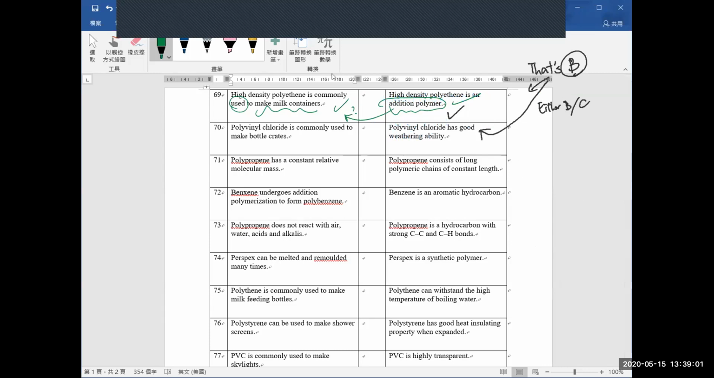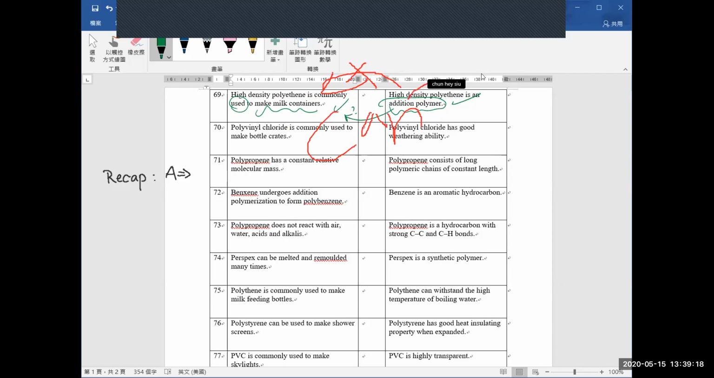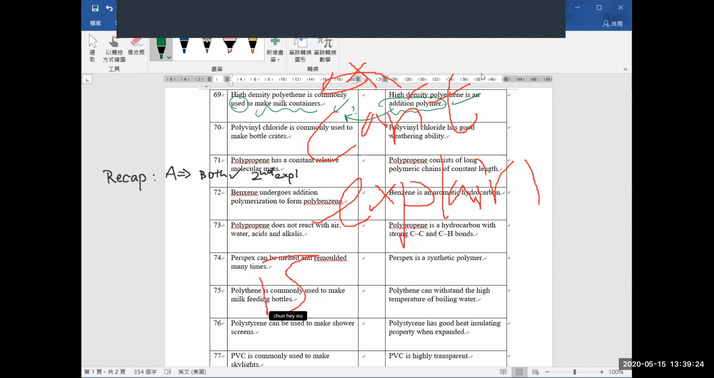Every time, is that right? Why is Silverhead of the character? Because it is the addition polymer. Huh? Come on. Can't explain. You just say can't explain.